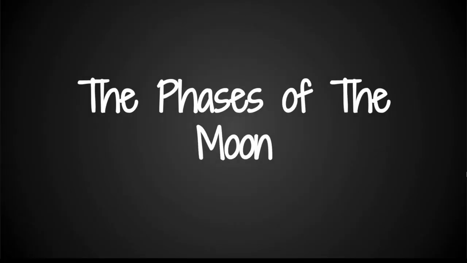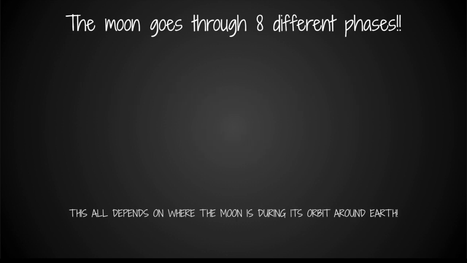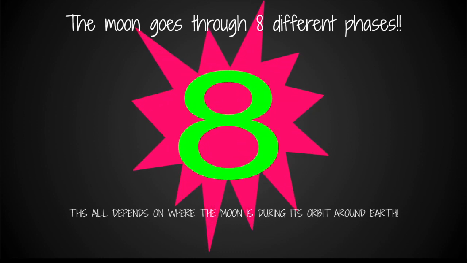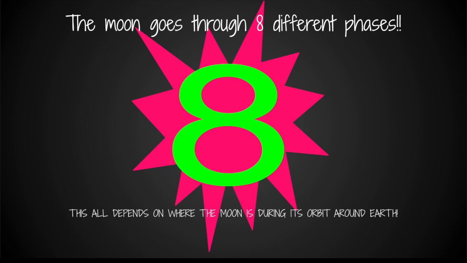Hey everybody, if you haven't figured out from the title, we are talking about my favorite, the moon. So we're going to start on the phases of the moon. So the moon goes through 8 different phases. This all depends on where the moon is during its orbit around Earth.